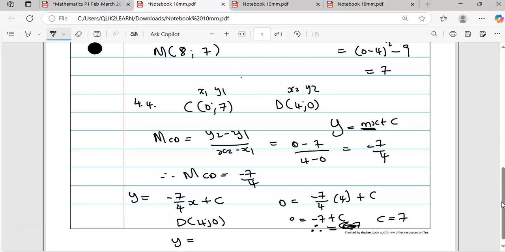Without any wasting of time, y is equal to what? Y will be minus 4 over 7. Nope. Y is minus 7 over 4 x plus 7. That is the final equation.